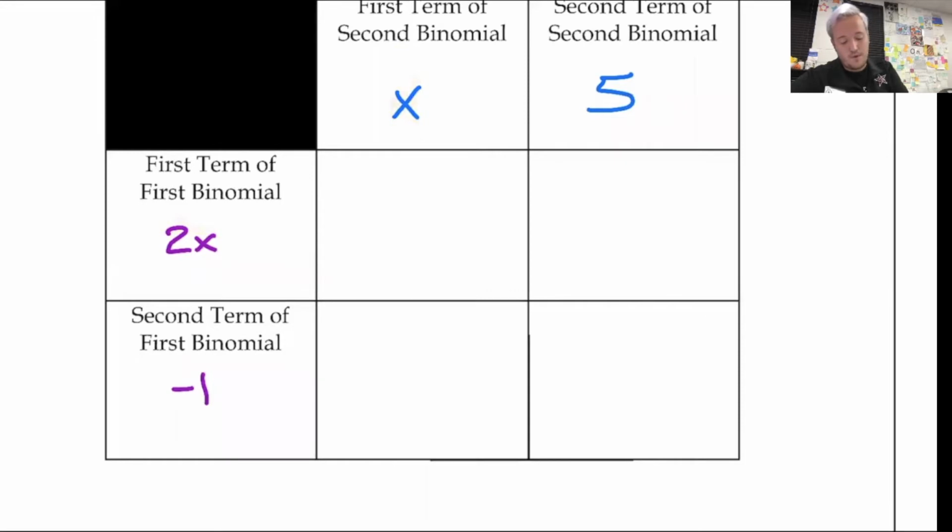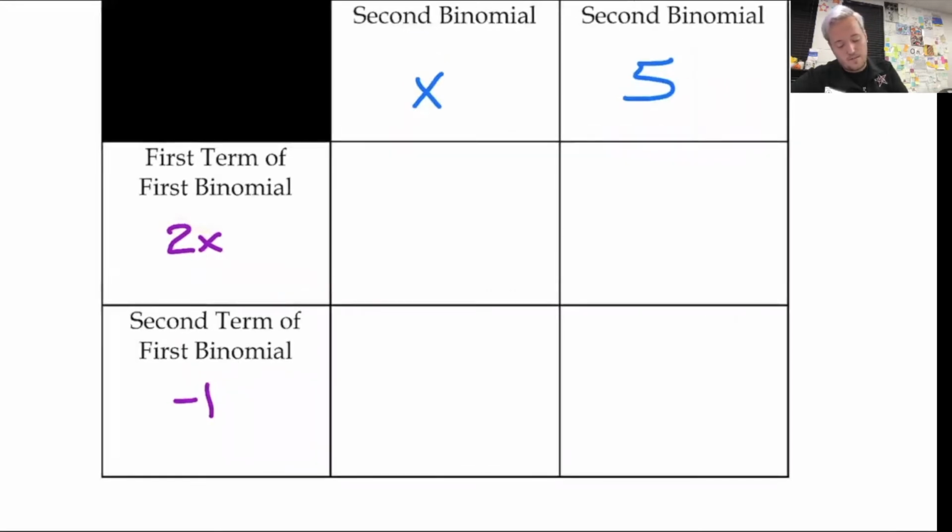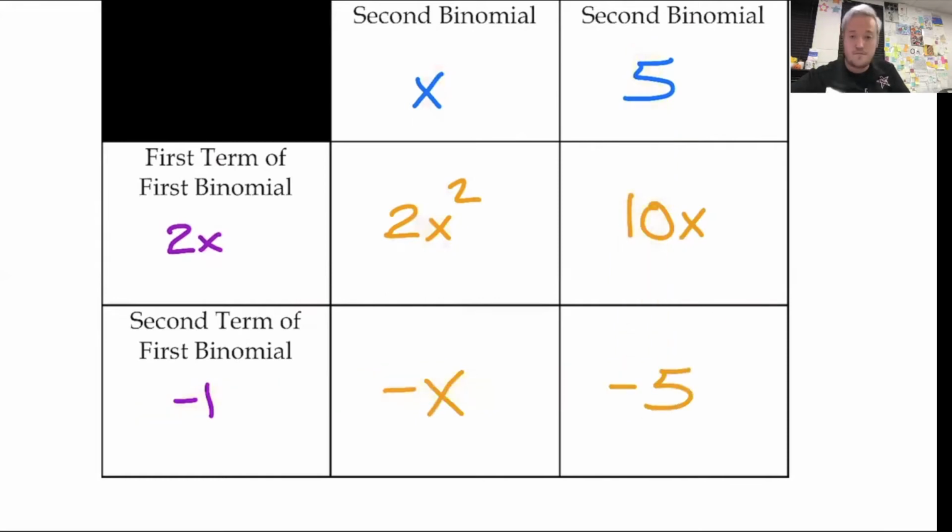So for the top left box, I'm going to multiply 2x times x, which is going to give me 2x squared. And then for my top right box, I'm going to do 5 times 2x, which gives me 10x. For my bottom left box here, I'm going to have x times negative 1, which gives you negative x. And then for my bottom right box here, I'm going to have 5 times negative 1, which is negative 5.